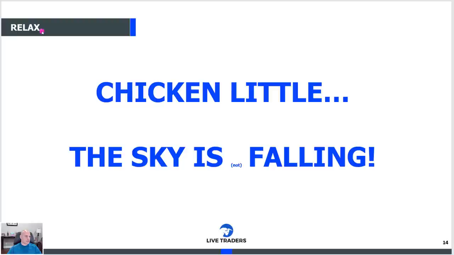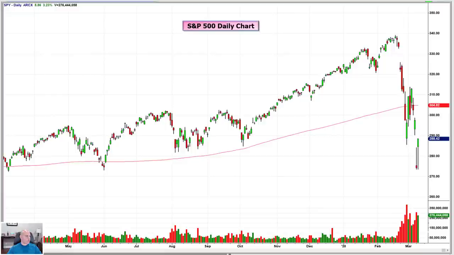I want you to take a look at something for me here. This right here, not including today, this was as of yesterday, so it does not include today. This is the S&P 500 daily chart, the spiders, SPY daily chart. This looks like an absolute mess, right? A mess. You look, it goes back about 1 year, okay?